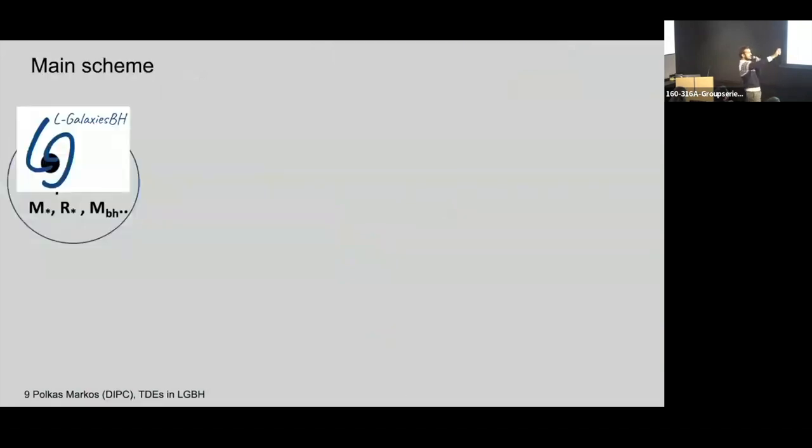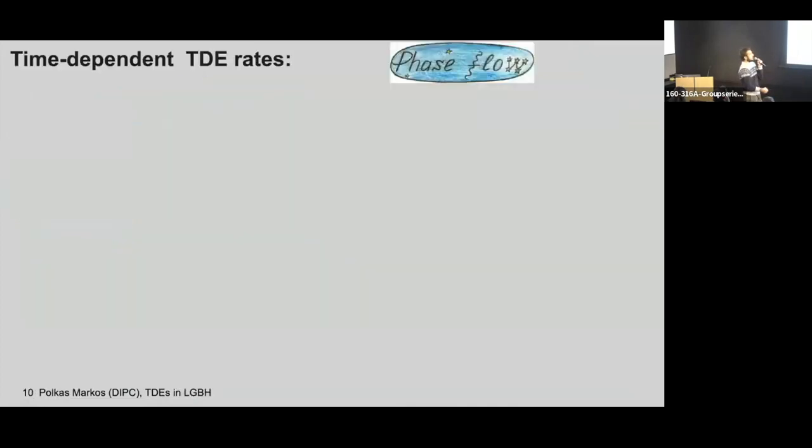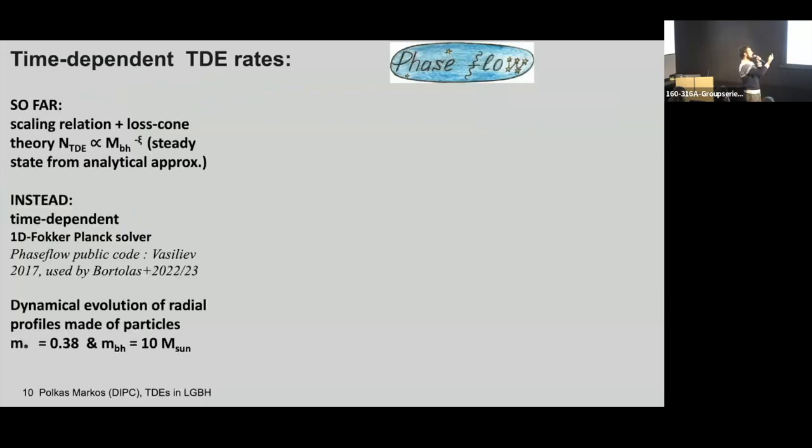So okay, we have these assumptions for the black holes' environment. Now we need to compute the rates. To do that, we use phase flow, which has the advantage of delivering time-dependent rates, solving the actual 1D Fokker-Planck equation. As I say here, this is different from steady-state approximations that just assume a given rate for a given black hole mass. We actually evolve a profile around the black hole for each black hole in our simulation, essentially.